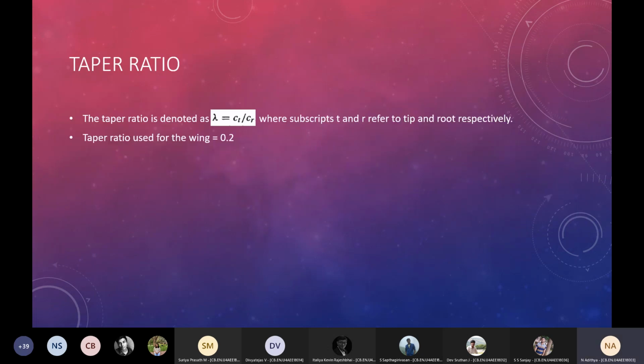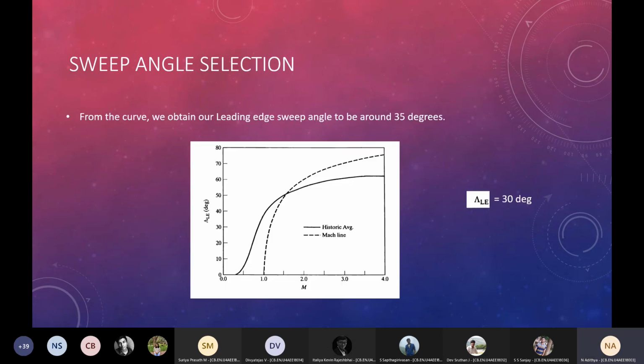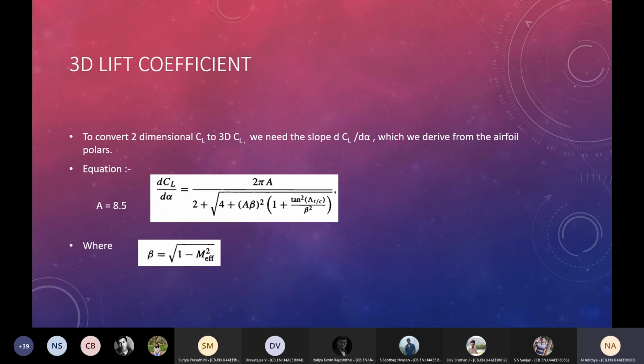Taper ratio. The taper ratio is the ratio between the tip chord and the root chord, which we got from our reference aircraft, averaging out all the reference aircraft, which we took to be 0.2 for the design. The sweep angle selection is mostly done to increase the sectional critical Mach number. We found our leading edge sweep angle from this curve to be about 30 degrees.